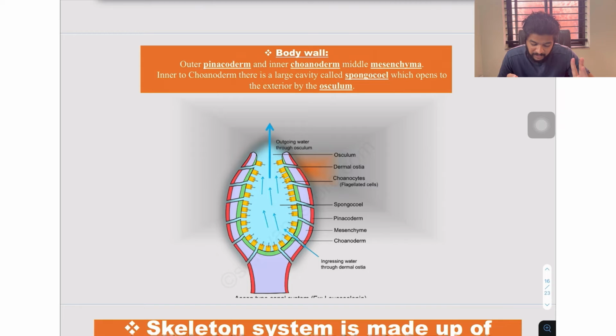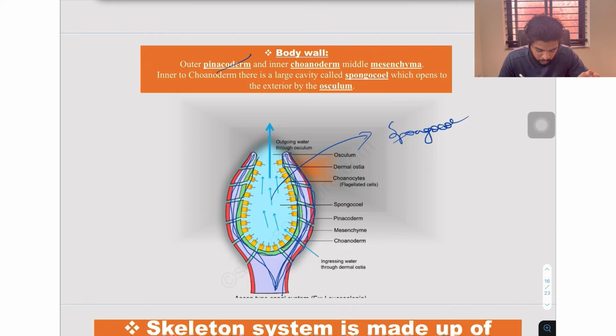Next one is the body wall. The body wall is made up of three layers. The outer layer is called pinacoderm. See here, the red colored structure is called pinacoderm. The inner layer is called choanoderm, and in between there is a non-living layer called mesenchyma, within which a number of amoebocytes are present. So it is made up of three layers. Next, inner to the pinacoderm, there is a cavity called spongocele. This is the spongocele, which opens through the osculum. This opening is called osculum.